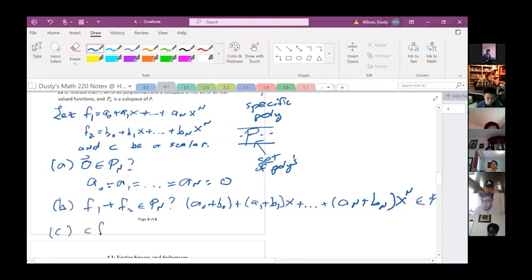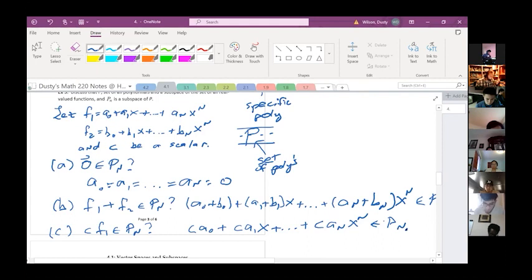We could look at c times f1. Is that in Pn? Is that an nth degree polynomial? Again, the answer is going to be yes, because you're going to have c a_0 plus c a_1 x plus ... c a_n x to the n. And this is again going to be in Pn.